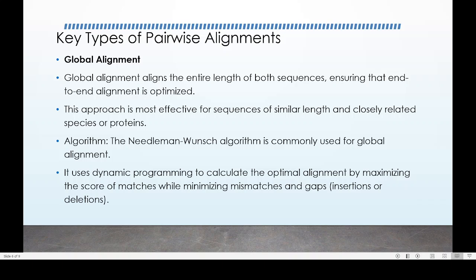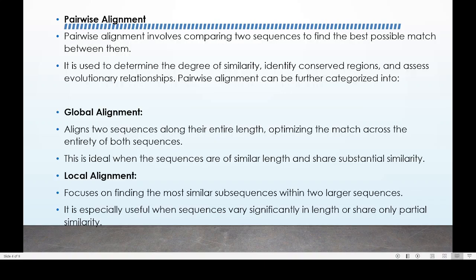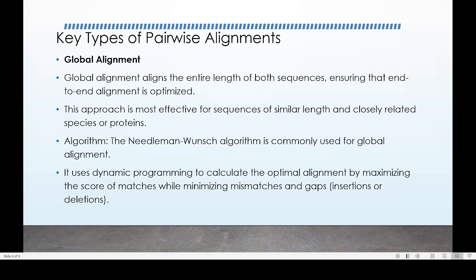Now here you can see that global alignment aligns the entire length of both sequences, ensuring that end-to-end alignment is optimized. This approach is most effective for sequences of similar length and closely related species or proteins. For example, here you can see this is one sequence and another sequence. We were able to align like this because both sequences are of somewhat the same length. But if there is so much difference between the first and second sequence, global alignment may be impossible. So only if the 2 sequences are of similar length is global alignment possible. Otherwise, it may not be possible.